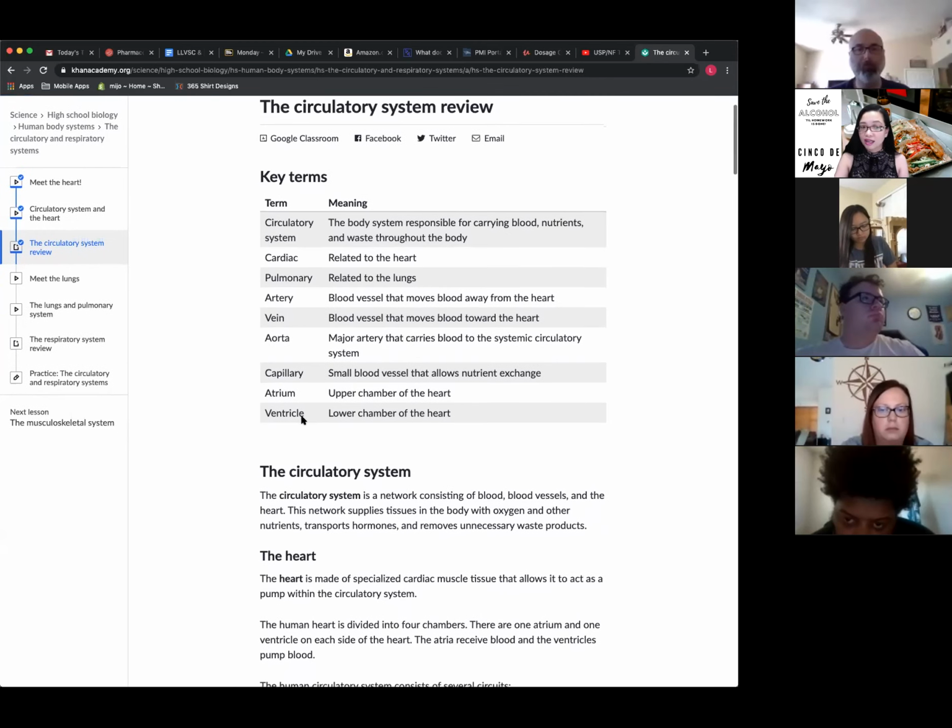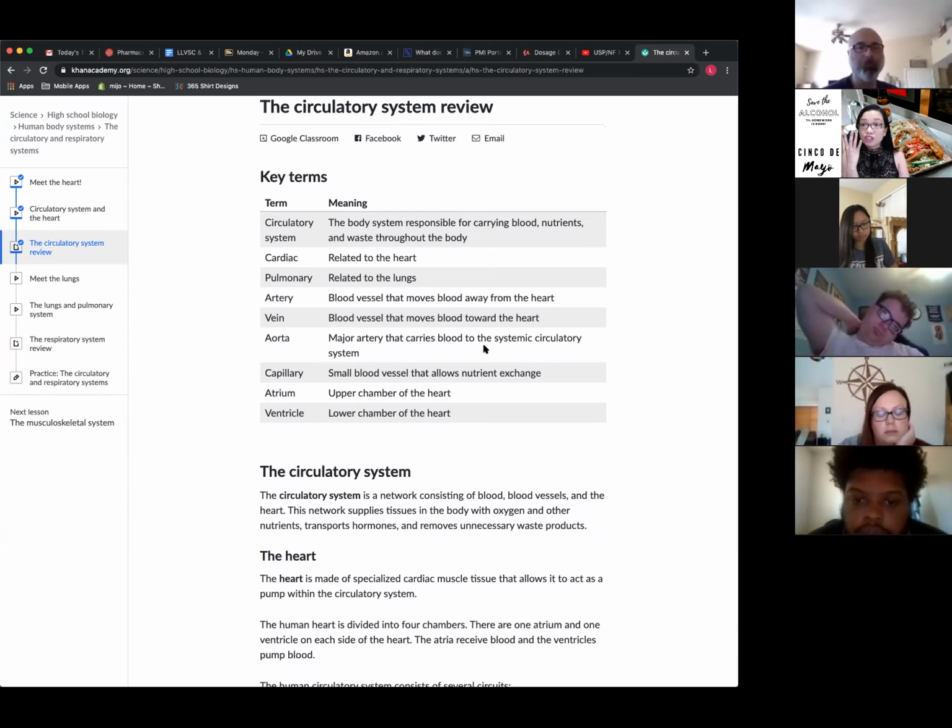Aorta, on the other hand, is the major artery. So aorta is an artery, not a vein, okay? It's a big artery that carries blood to the systemic circulation, meaning the entire body. Capillaries are small blood vessels that allow nutrient exchange. Atrium is the upper chamber of the heart. Ventricle is the lower chamber of the heart. There are 4 chambers: right atrium, right ventricle, left atrium, left ventricle.